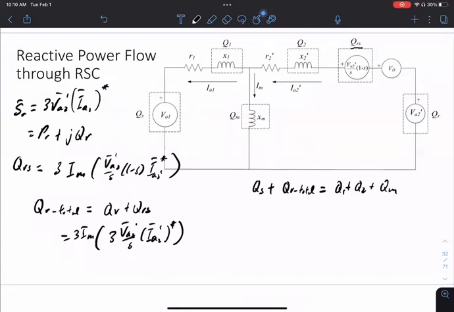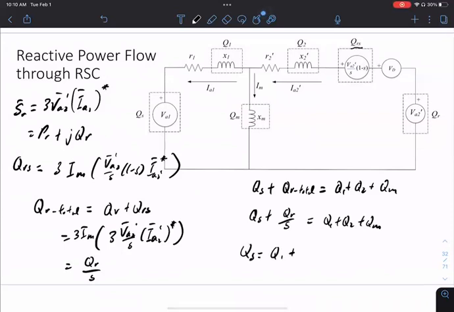Okay, so one way we want to write this is as QR over S. We write this whole thing as QR over S to pull this 1 over S outside. So this is QS plus QR over S equals Q1 plus Q2 plus Qn. Or the amount of power I need from the grid is reduced by QR over S. The amount of power I need from the grid is reduced by this much, because I have QR over S.